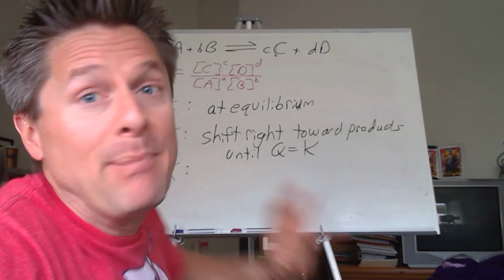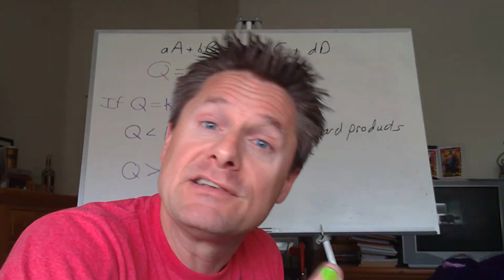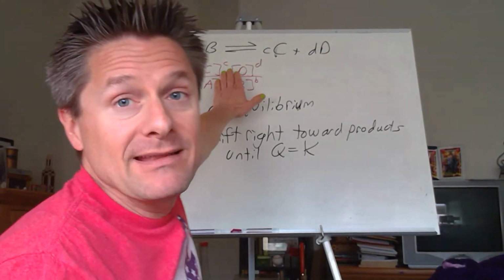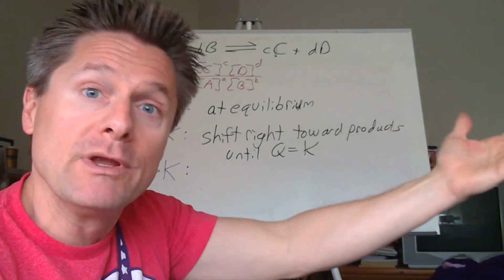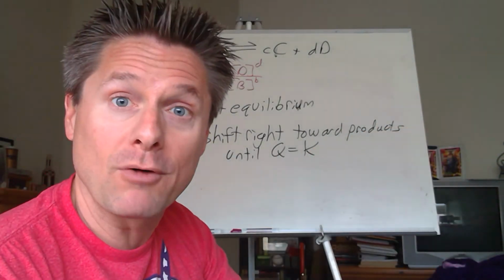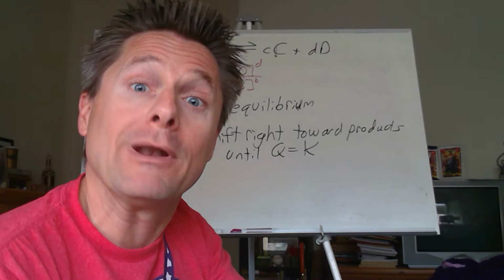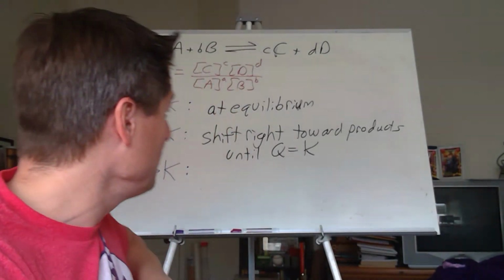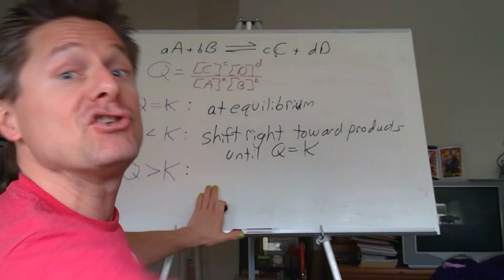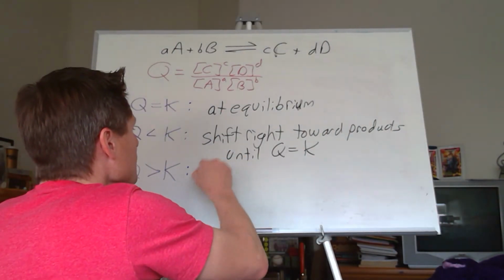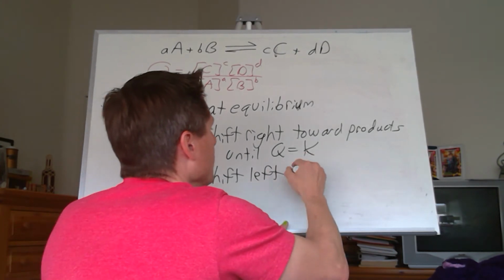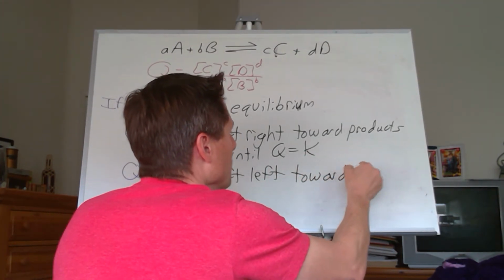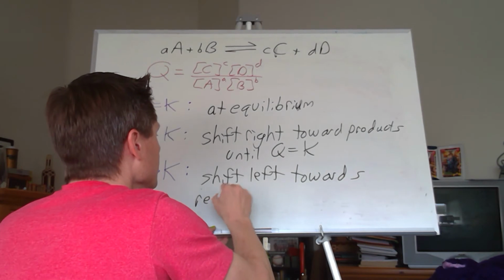So if Q's too big, it wants to get smaller until it equals K. If it's too big, it means the numerator's too big and I get too many products. So it's going to shift back to the left-hand side to have less products and more reactants, bringing Q lower and lower until it equals K and we're at equilibrium, all right? So what happens if Q is greater than K? It's going to shift to the left, towards reactants, right? Pretty simple, until Q equals K.